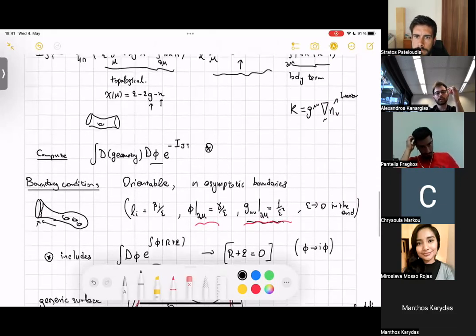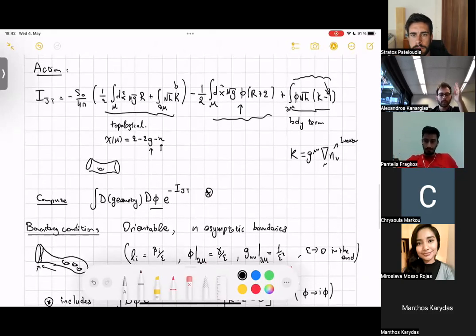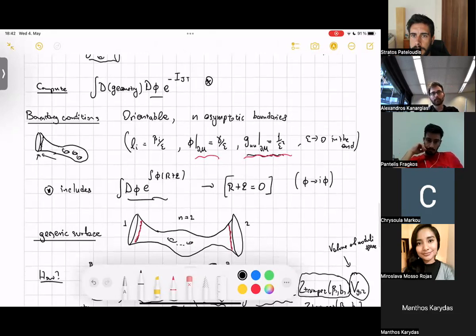So okay, I have this action, and the metric is a dynamical field. So the choice that you make, let's say you can make a choice that I put two boundaries on my space. May I interrupt a little bit?